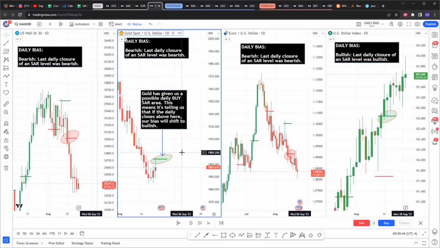Now keep in mind, I just use the daily to find bias, not to tell you that you cannot use the 1 hour to find your bias. You can use the 30-minute to find your daily bias. You can use the 1 hour. But just keep in mind, the lower the time frame you go, the higher the probability of this bias being disrespected. So you want to stick to higher time frames to find your daily bias. With higher time frames, the bias will be respected more with the SAR.